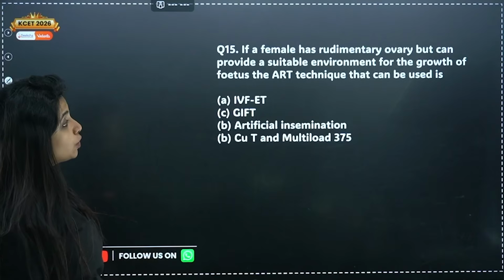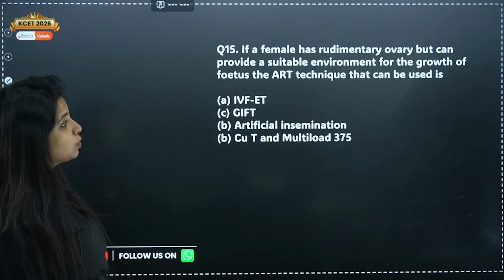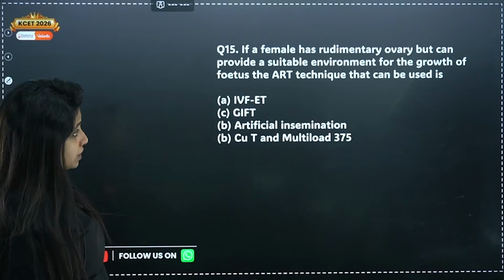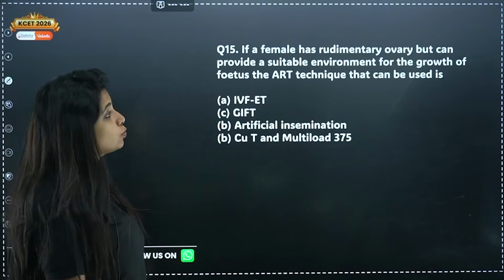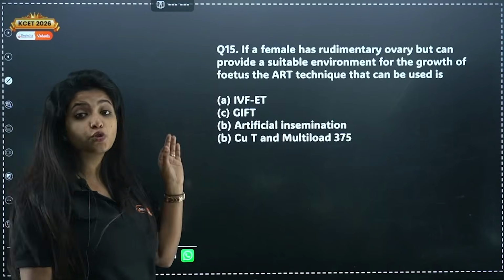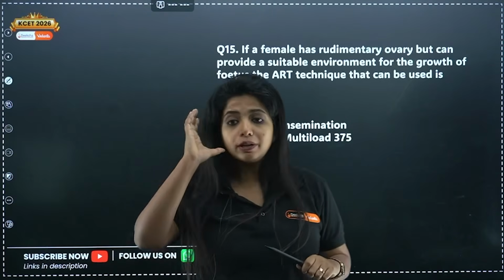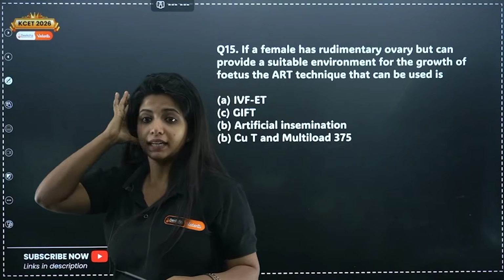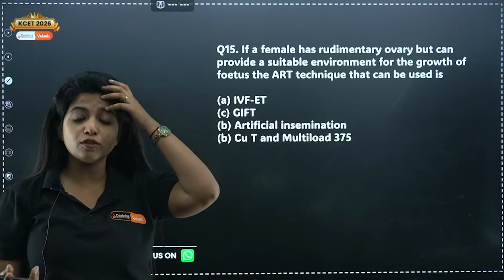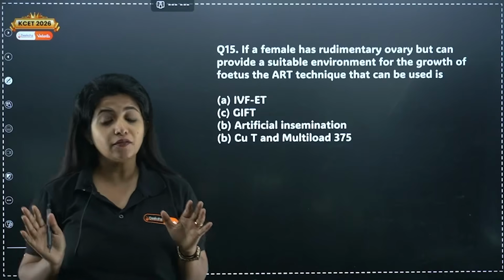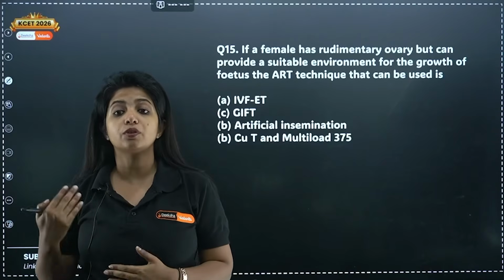If a female has rudimentary ovary but can provide a suitable environment for the growth of the fetus, the ART, that is assisted reproductive technology technique that can be used is. So here the female has rudimentary ovary, that means the ovary is not fully functional, but can provide a suitable environment. That means she might not be able to produce ovum because ovum is produced by the ovaries, but she definitely can provide the suitable environment for the growth of the fetus.